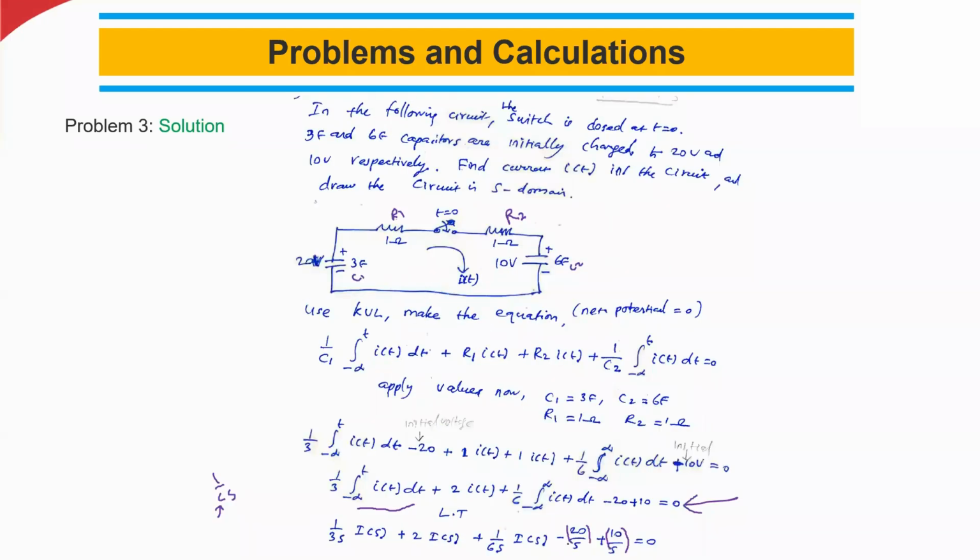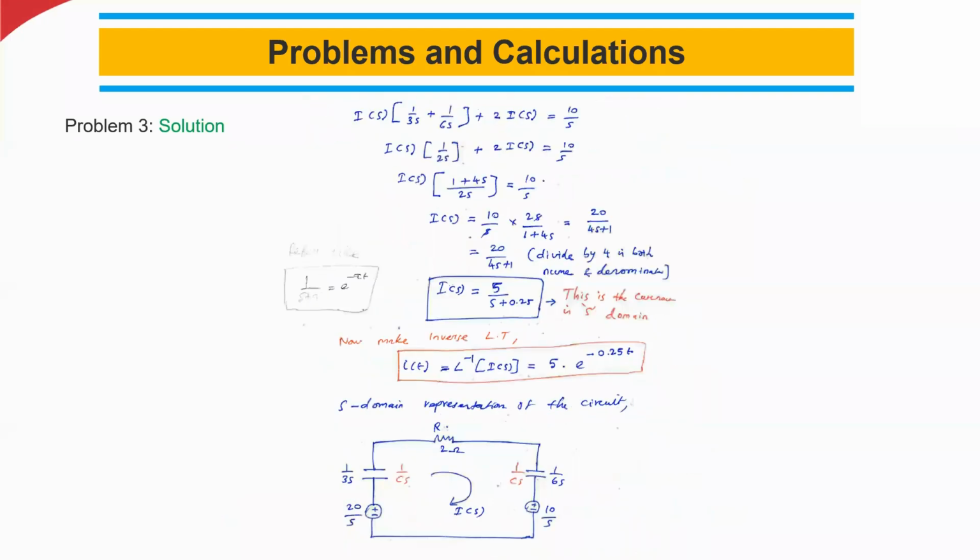So this minus 10 divided by S, you can take it to the right side. You can take this I of S as common. So 1 divided by 3S plus 1 divided by 6S. Again, this one you can simplify. If you take 6S as common, then this will become 2, and this 1 is as it is. So this is 3 divided by 6S. So this 3 and this 6, it will become 2. So this becomes 1 divided by 2S. So that is what I have written here.